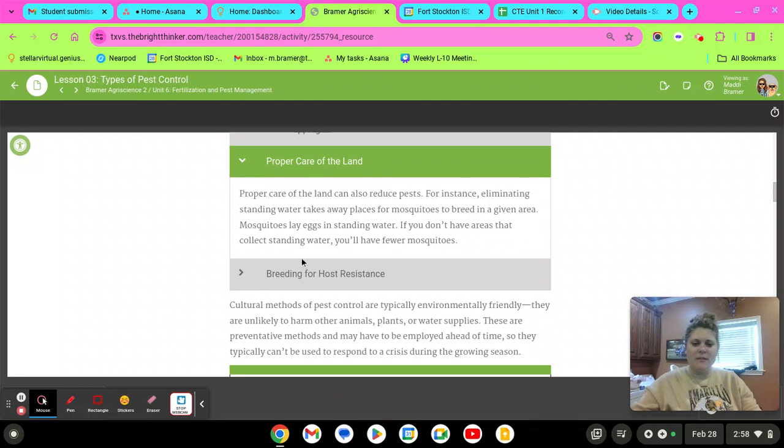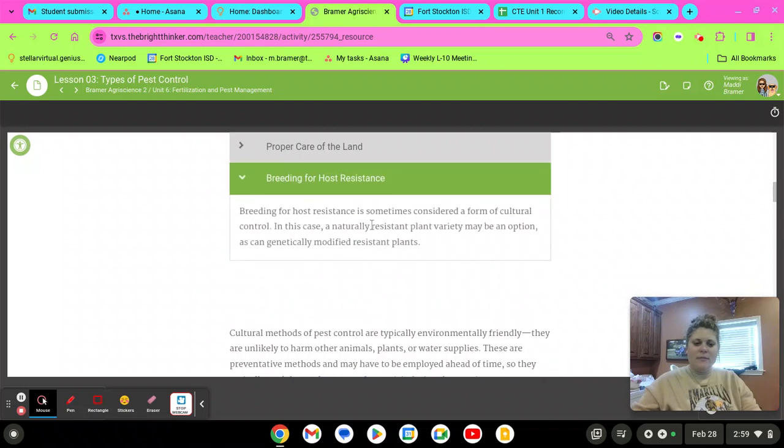Proper care of the land. That's eliminating standing water for mosquitoes to breed, making sure you're weeding your garden properly. That's going to eliminate some pests.